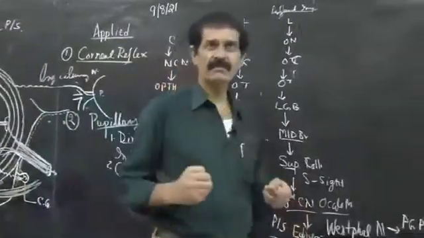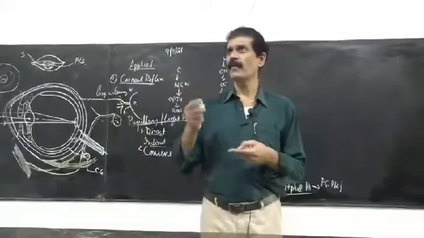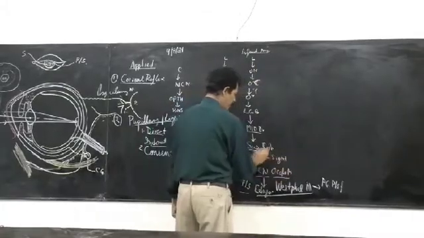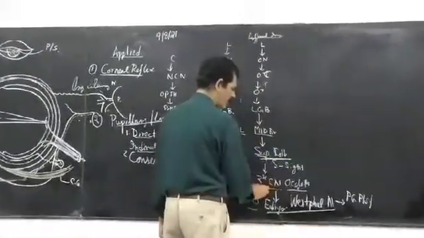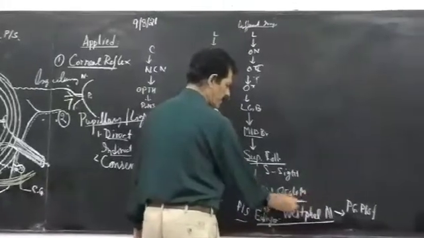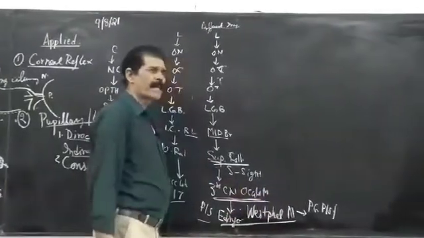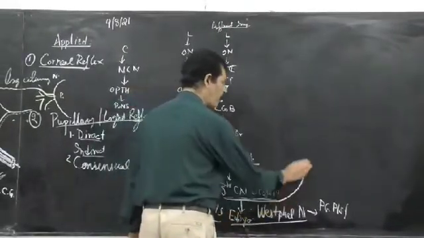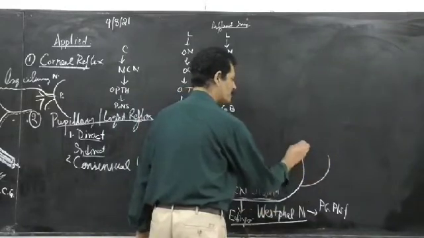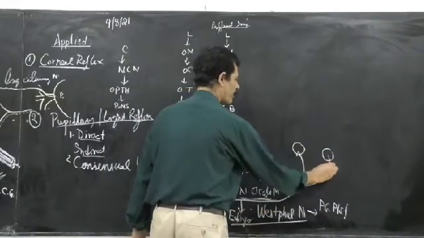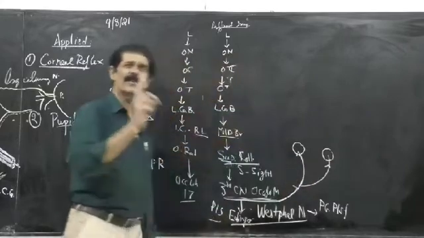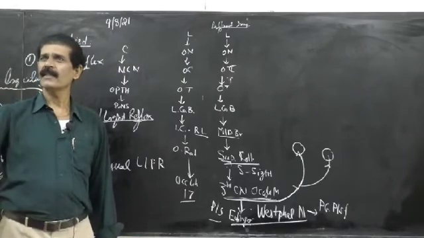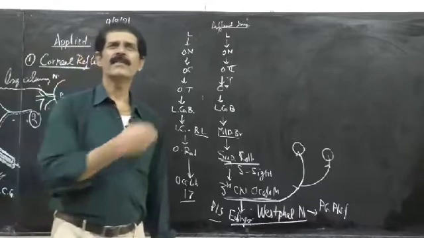What is the explanation? We have put the light only on one eye, so why is the other constricting? It is because the pathway goes to the superior colliculus, to the third cranial nerve nuclei, the Edinger-Westphal nucleus. This third cranial nerve supplies the Edinger-Westphal nucleus of both the sides, not only one side. That's why the other eye also has constriction of the pupil. So that is the answer to the question.